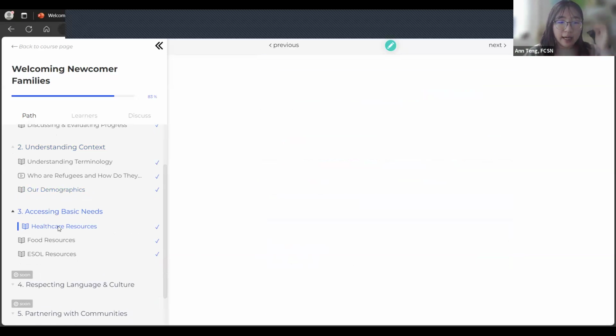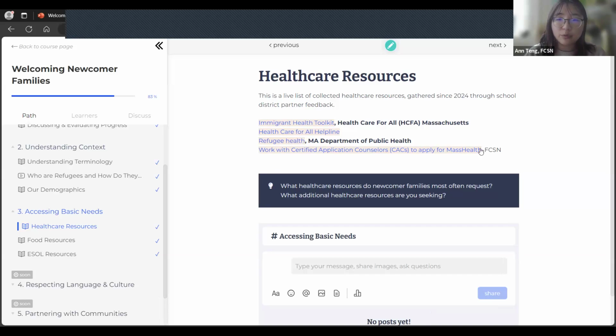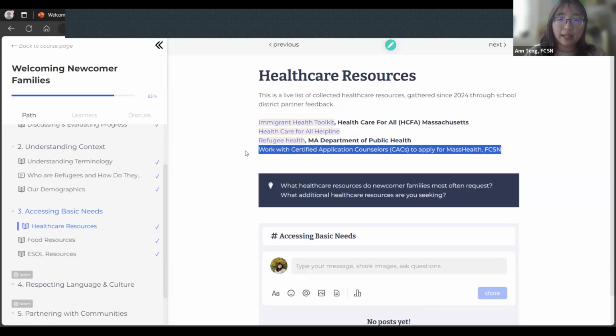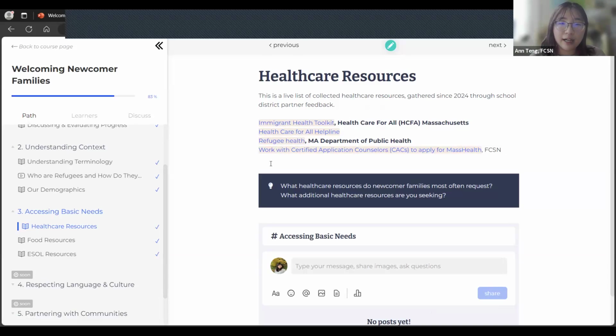But going over to the healthcare module of accessing basic needs, it's a live list. These are the ones that are probably going to be the most helpful, but I also wanted to highlight this in particular. I think I've already highlighted it before, which is why it's a different color. But working with certified application counselors or CACs to apply for Mass Health, this is something that FCSN is right now pushing. We have a couple of certified staff that are application counselors that can help school districts with registering their newcomer families for Mass Health. So if you know anybody that needs this resource, please feel free to contact me either through email or right after this content, so that we can connect and then get you settled in for a CAC.